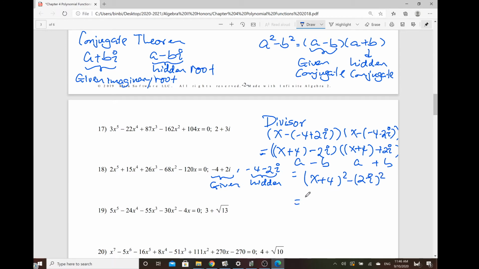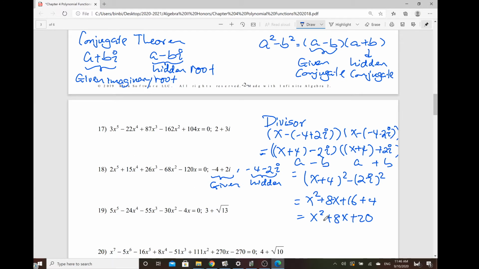So try to expand it. We have x squared plus 8x plus 16. And then 2i squared would be 4i squared. That's negative 4 times negative 1, so positive 4. So the divisor is x squared plus 8x plus 20. As you can see, there's no more imaginary number involved.